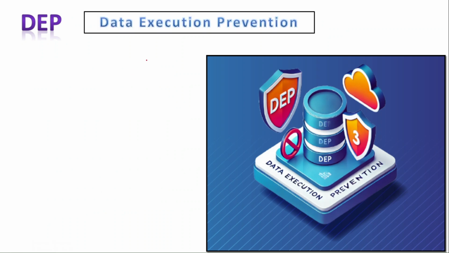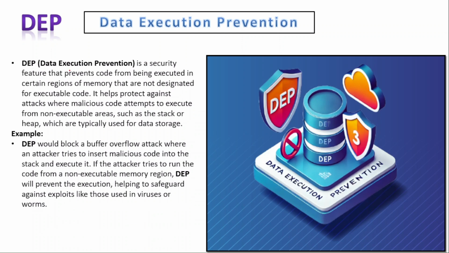DEP, that is data execution prevention. So DEP, data execution prevention, is a security feature that prevents code from being executed in certain regions of memory that are not designated for executable code. It helps protect against attacks where malicious code attempts to execute from non-executable areas such as the stack or heap, which are typically used for data storage.